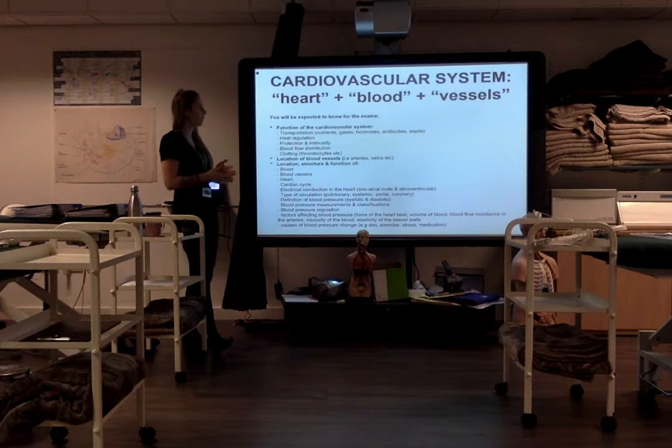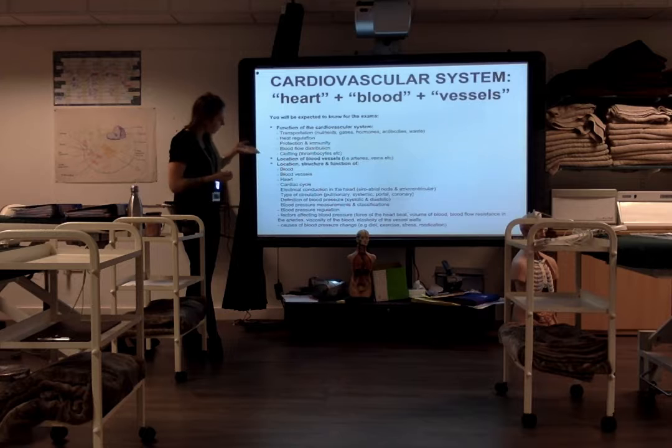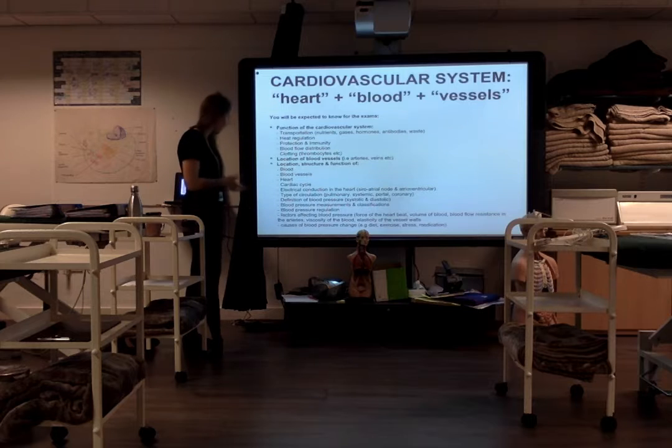So this is what you're expected to know. The function of the cardiovascular system, which I've listed here. You need to know the location of blood vessels, and you need to know the location, structure, and function of the following: blood vessels, heart, the cardiac cycle, electrical conduction, the types of circulation. We're going to be talking about blood pressure and the factors affecting this.